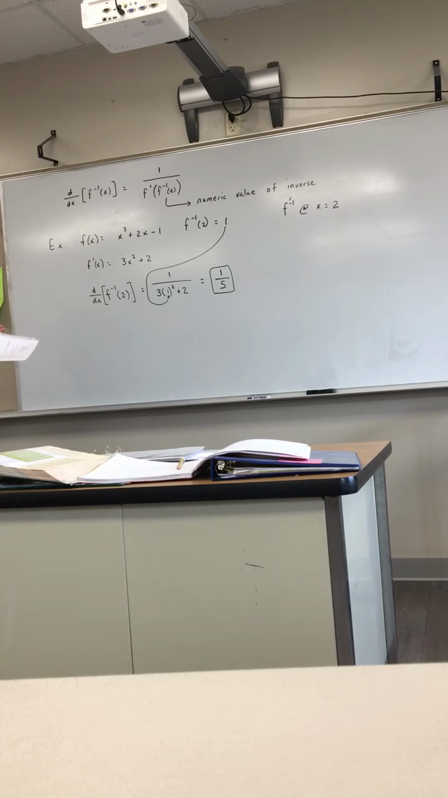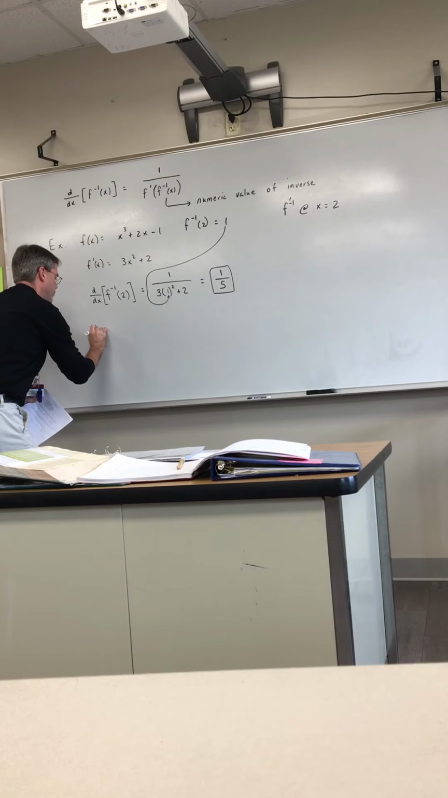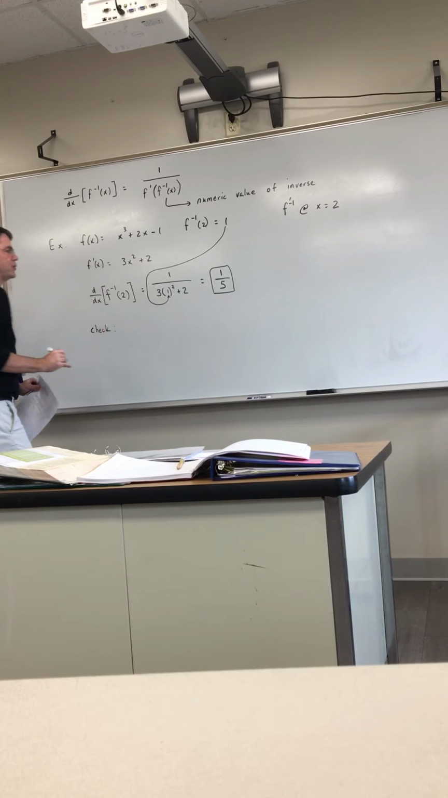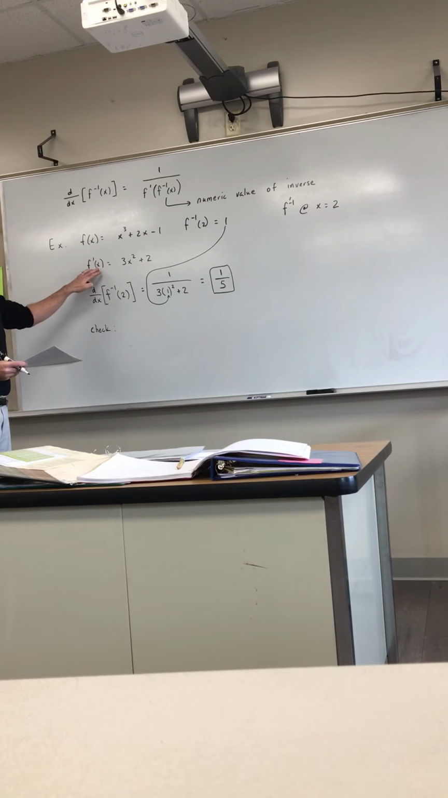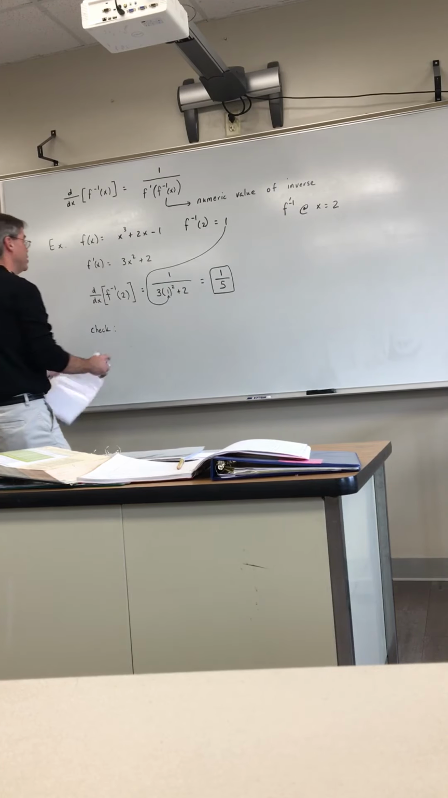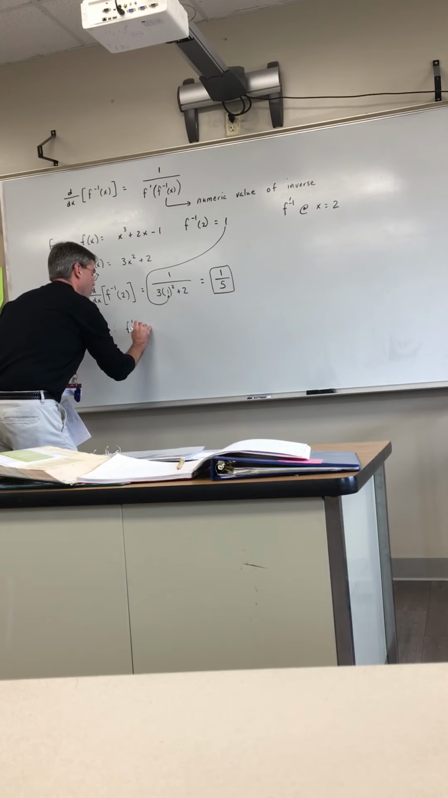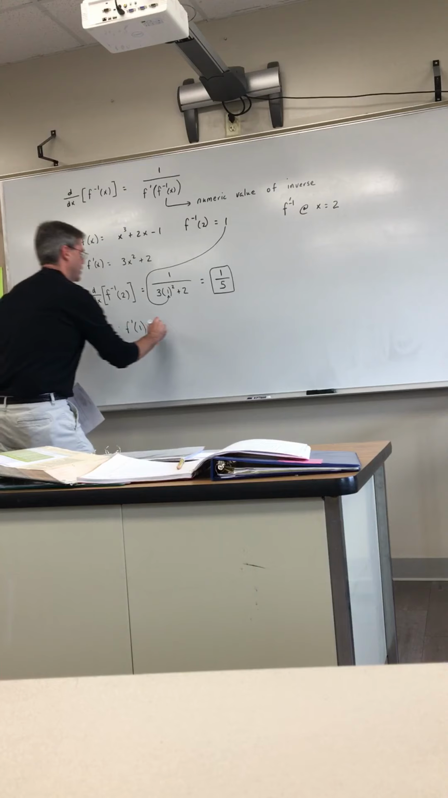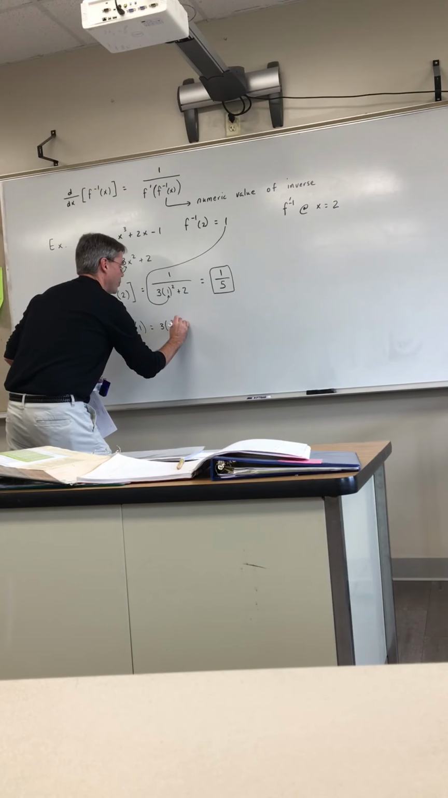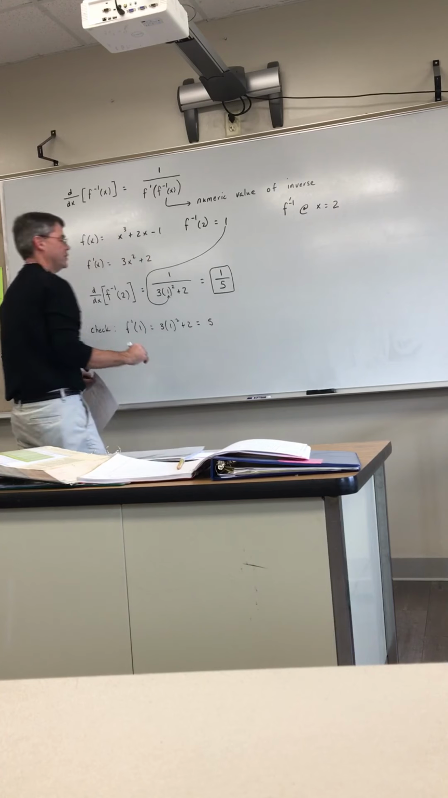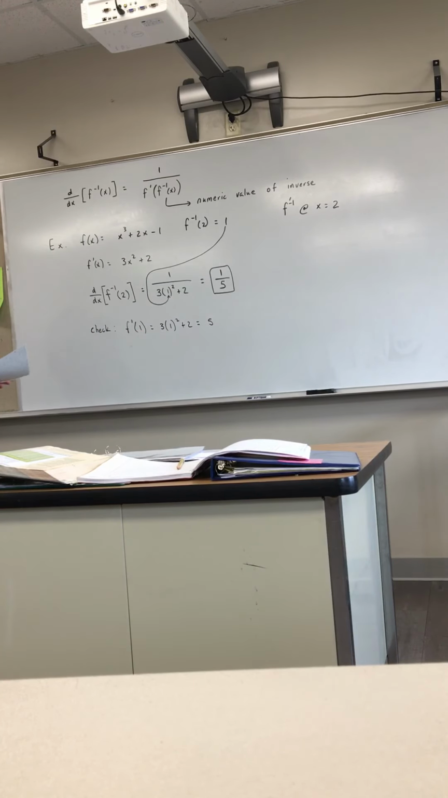All right, and we can actually check this if we want. You don't have to. I wouldn't ask you to on the test or anything. But since there's a reciprocal relationship, what should the slope of the derivative be at 1? What's the reciprocal of this? Should be 5. So we could check and just figure out, okay, what is f prime of 1? That's going to be 3 times 1 squared plus 2, which is 5. So that's a way you can check it if you want.